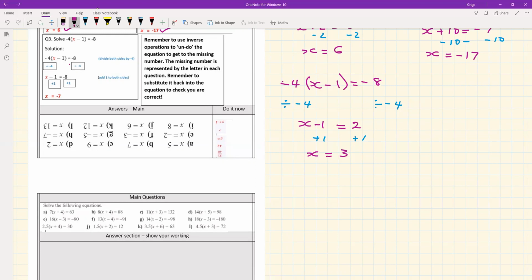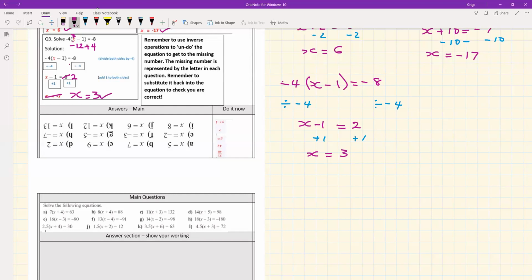It says x is minus 7 here, so that's not right. Okay, so when we did the division here, I wrote minus 8 there, but it should actually be 2. So let's substitute for x in the original equation to see. So minus 4 multiplied by 3 is minus 12. And minus 4 multiplied by minus 1 is plus 4. Minus 12 plus 4 is minus 8. So x is actually 3 here. Okay, so x is 3.